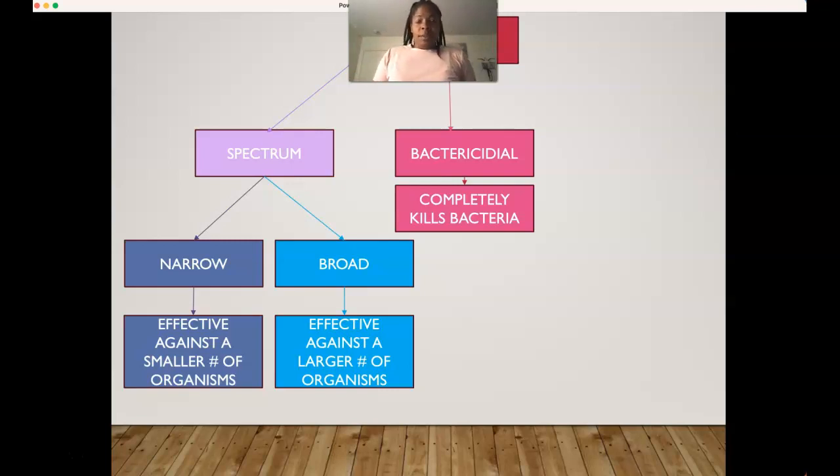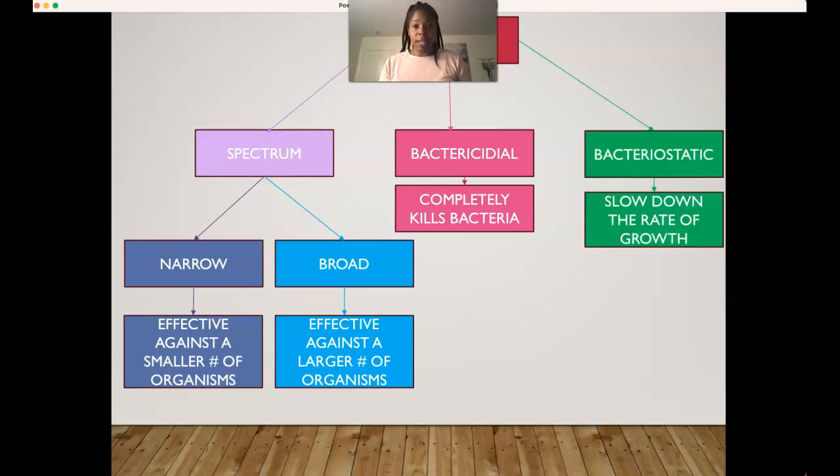Now, the type of drug can also have two different effects. The first is it can have a bactericidal effect or a bacteriostatic effect. Bactericidal drugs completely kill the bacteria, and this can be a good thing or a negative thing, and I'm going to talk through that in a second. Bacteriostatic drugs, on the other hand, slow down the rate at which the bacteria can grow. So let's talk through bactericidal first.